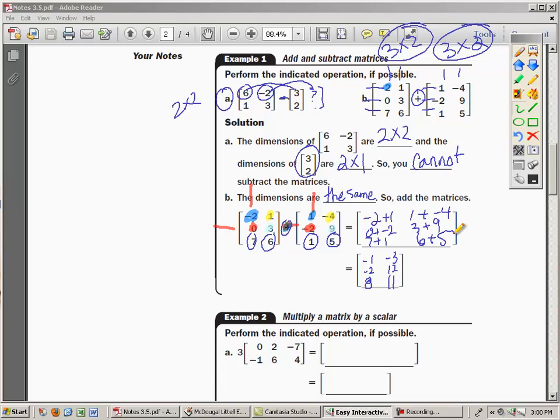All right. Now I realize that's a little sloppy and a little hard to read, but generally speaking, all you have to do is find the corresponding elements and add them together because we are adding. Now let's talk a little bit about scalar multiplication.